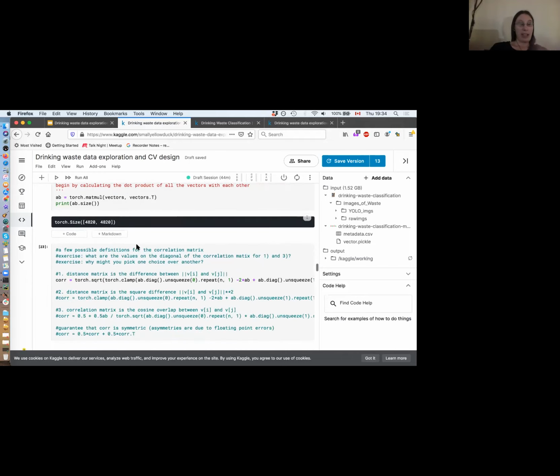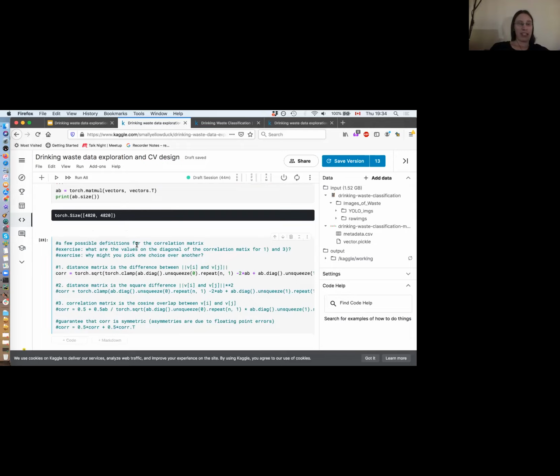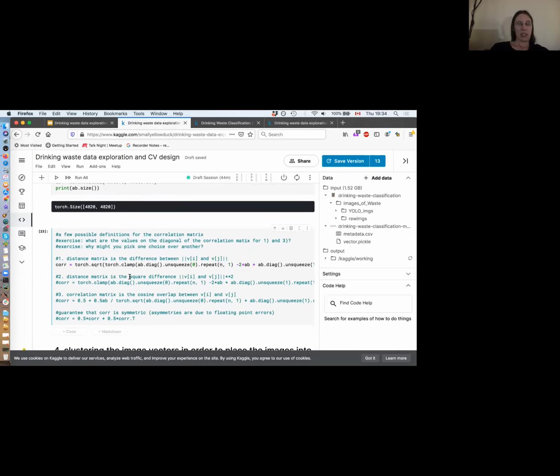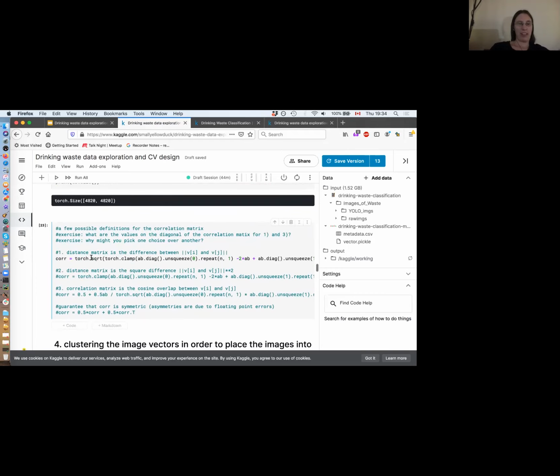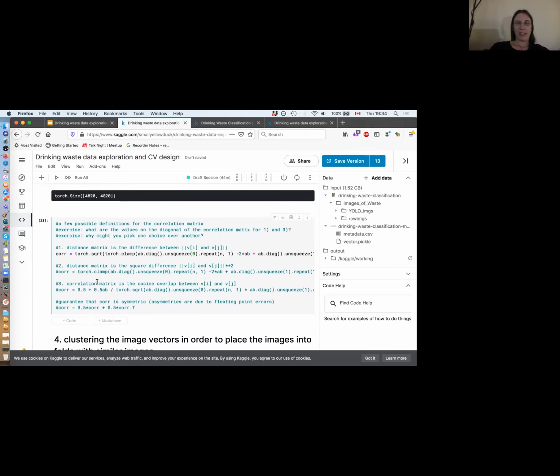I said we could do this as the Euclidean distance, but you could also use a correlation metric, which is actually related to the distance, or you could use the square root of the distance as well. All of these are defined here if you want to play around with them. Is there a question?